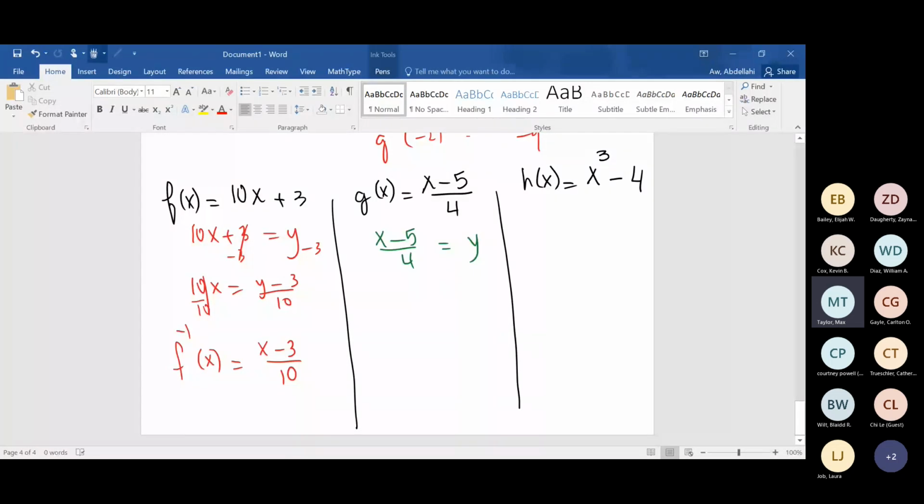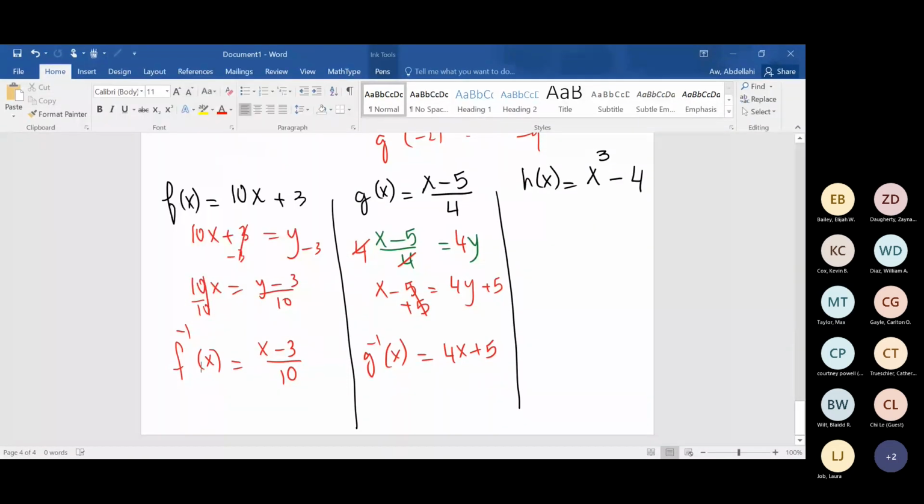Because we want to simplify, we want to cancel the denominator by multiplying by 4, right? And then add 5 to both sides. Yeah, and then add 5 to both sides. So we get g minus 1 of x equal to how much? 4x plus 5. Thank you. That's good.